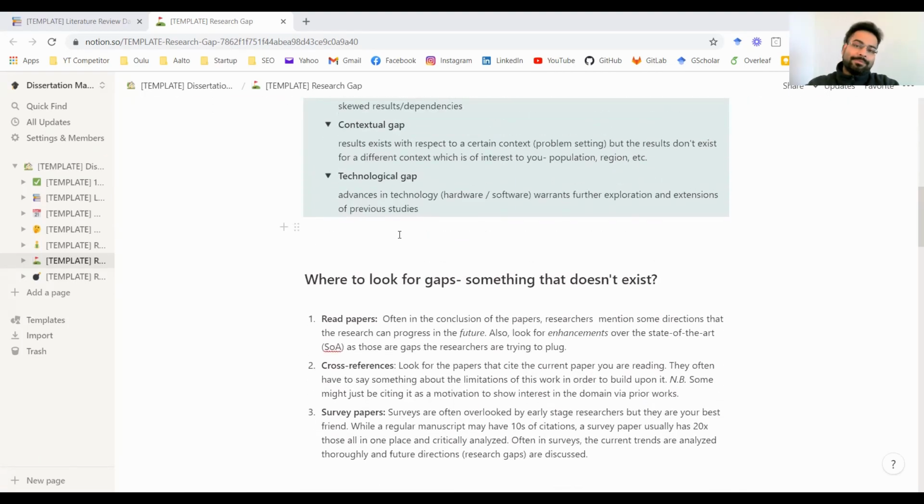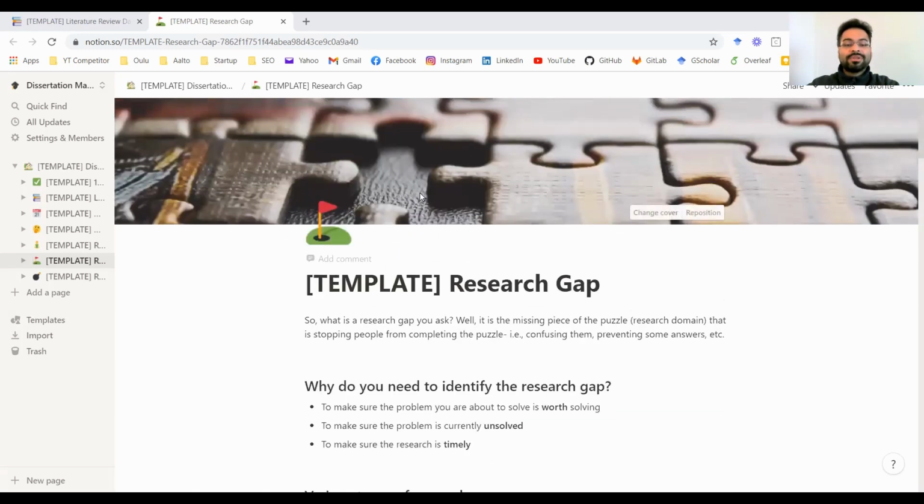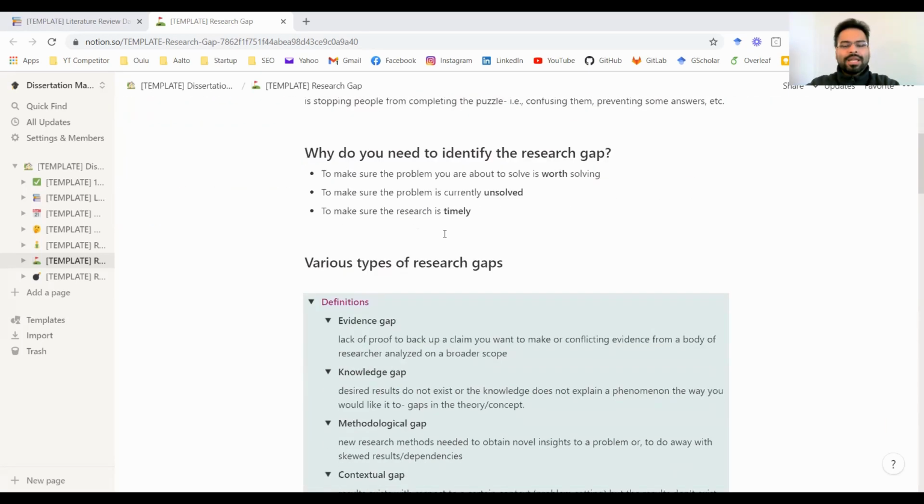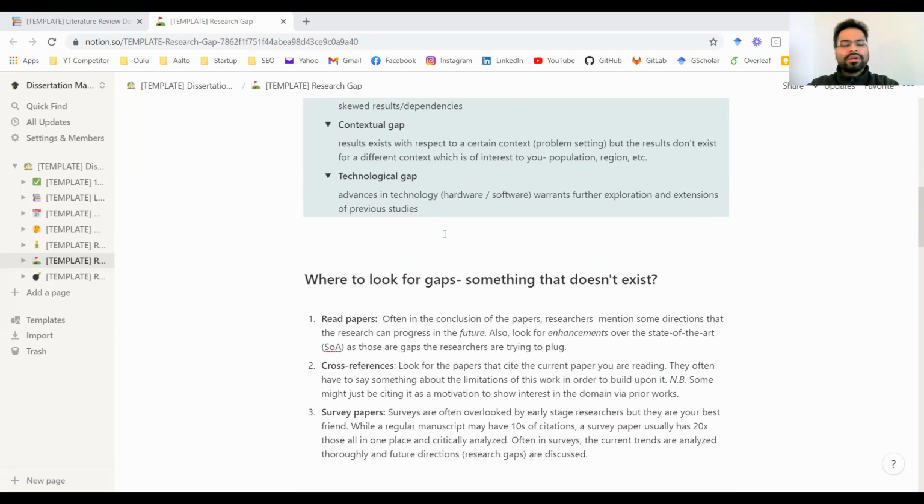Where to look for the gaps, right? And the biggest problem, why this bothers most of the early stage researchers, is that when I say look for a gap, I'm basically asking you to find something that doesn't exist. So remember here, I told you, look for something that doesn't exist, right? But it's very counterintuitive. How on earth do you look for something that doesn't exist? And if you don't even know how it looks like, right?